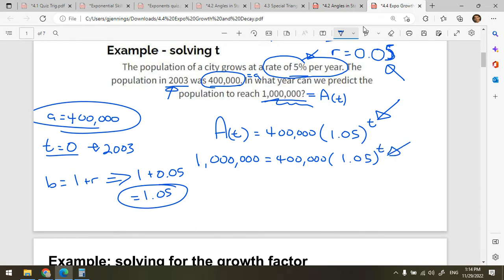Now here, we can start our guess and checking if we want, but I would recommend that you divide both sides by 400,000 to isolate as much as you can the exponent t. And then we will get 10 over 4, which reduces, your calculator will tell you that's 2.5, or 5 over 2 is equal to 1.05. I'm actually going to use 2.5 there, raised to the power t.